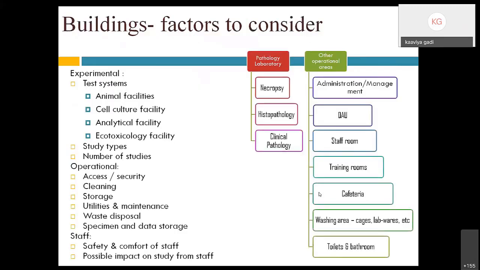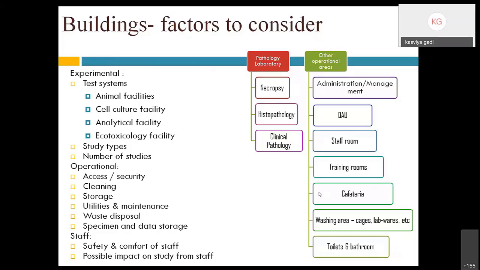So when we say building, when we say facility, let us start from the building in general, the complete site. This site we can distribute into, let us say, experimental area, operational area, and staff. Staff, though, you probably would have heard enough about personnel yesterday. What the facility should take care of for staff also needs to be considered when you start talking about buildings or the facility.